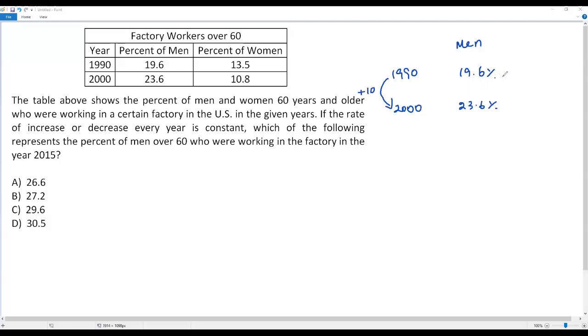So in these 10 years, the percentage increase is just 4%. That is from 19.6% to 23.6%. The rate of increase is 4%. And there is information in the question, that is, the rate of increase or decrease every year is constant. When the rate of increase or decrease every year is constant, the same rate of increase or decrease for 10-year periods also will be constant.